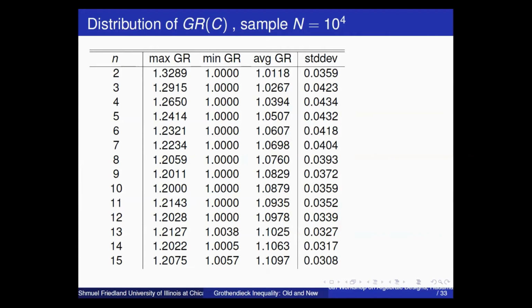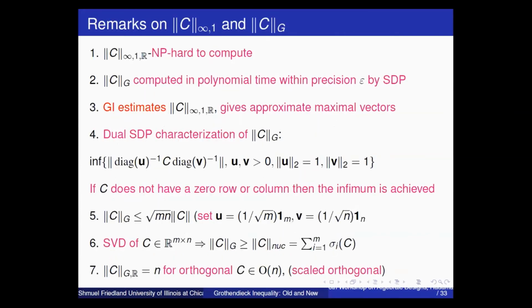Okay, let's continue. Let's repeat some remarks of what I said about C infinity and this one. This is the norm one. This is NP hard to compute. This is polynomially computable. So what happens? The Grothendieck inequality gives you the approximation. From the proof of the original Grothendieck proof you can modify it. If you do the right work, you can also pull out the approximate vectors. Not only the inequalities, but also the vectors for which you get this Grothendieck inequality. Maybe it will be clear later.